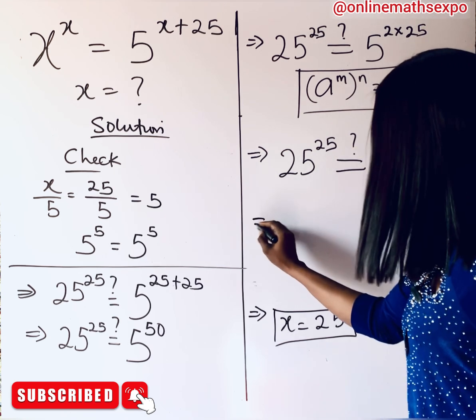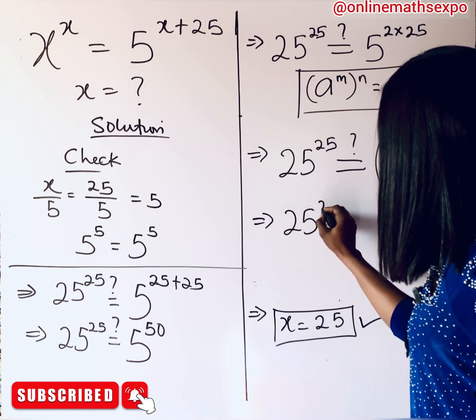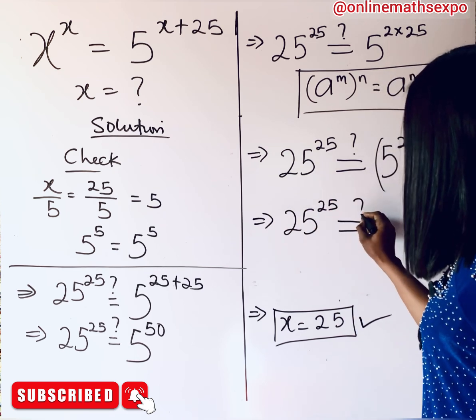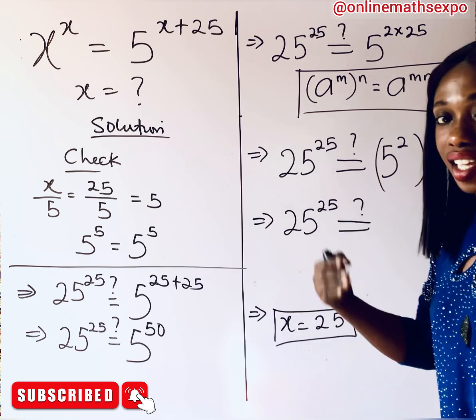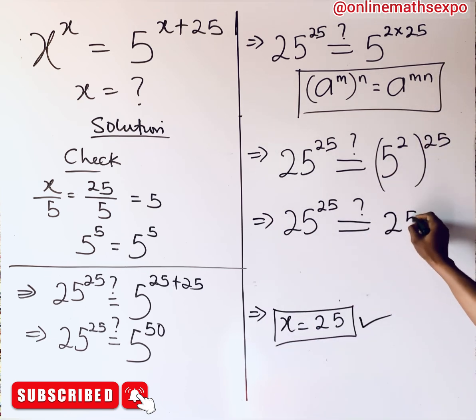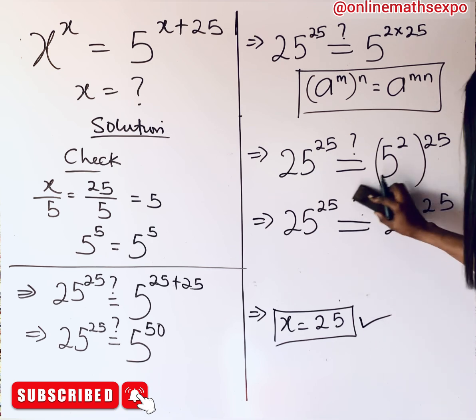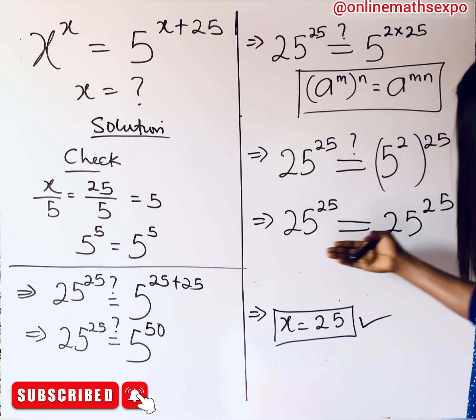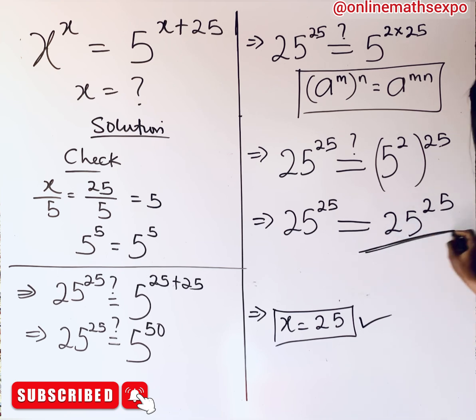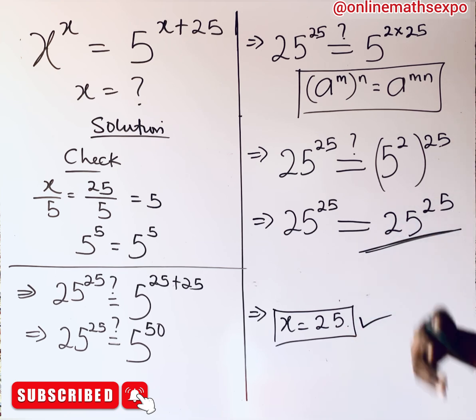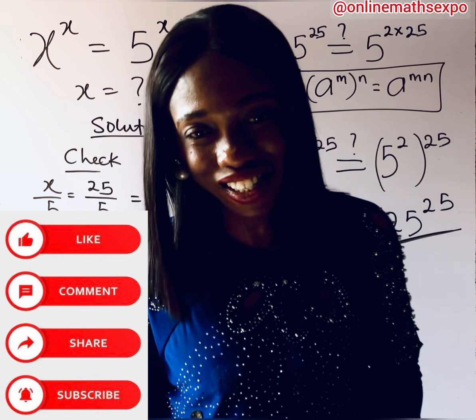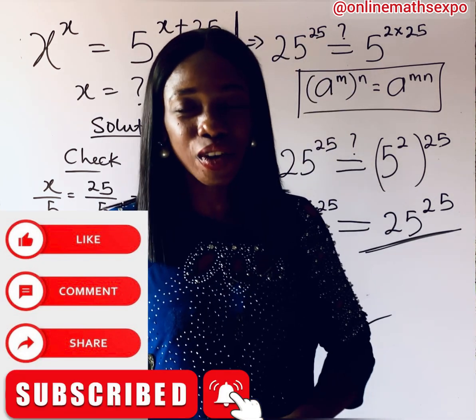So what does it mean? We're going to have 25 to the power of 25. Is it equal to 5 raised to power 2 is 5 times 5, which will give us 25, and it will be raised to power of 25. So what is your conclusion? So you see that this is equal to this, and that is true. So the value of x being 25 satisfies the question, and I hope this helps you a lot.